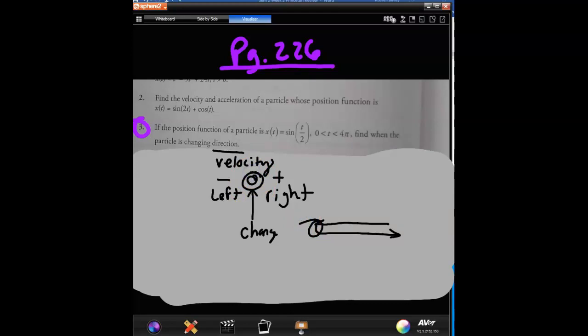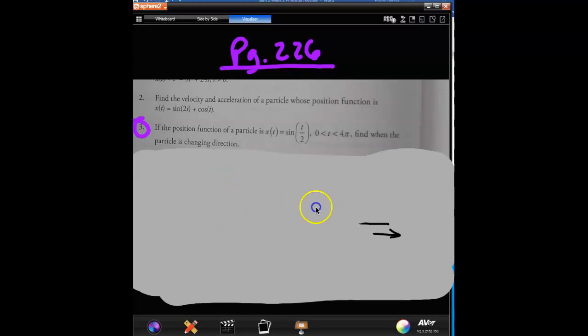So this question here says, find the times when it changes direction. Well, we need to look at two things. First of all, we want to find where the velocity is equal to 0. And then second of all, we want to make sure that it is actually changing direction at that point. Okay? It is possible for an object to stop and then keep going, right? So we want to make sure that it actually does change direction. It's not just stopping.